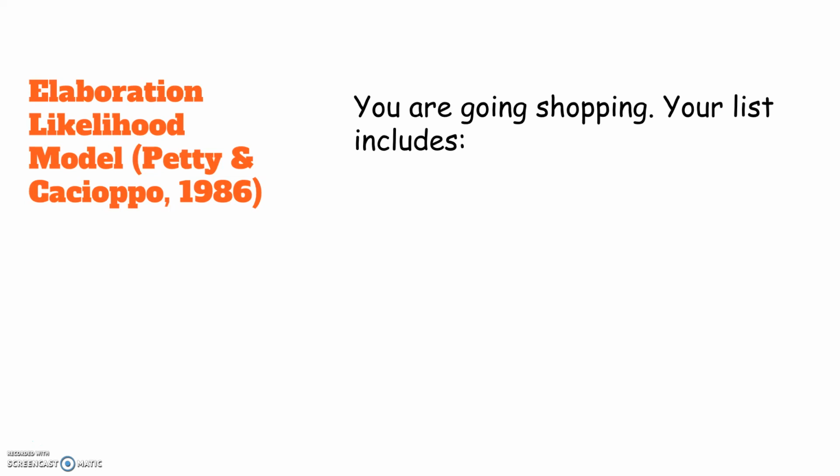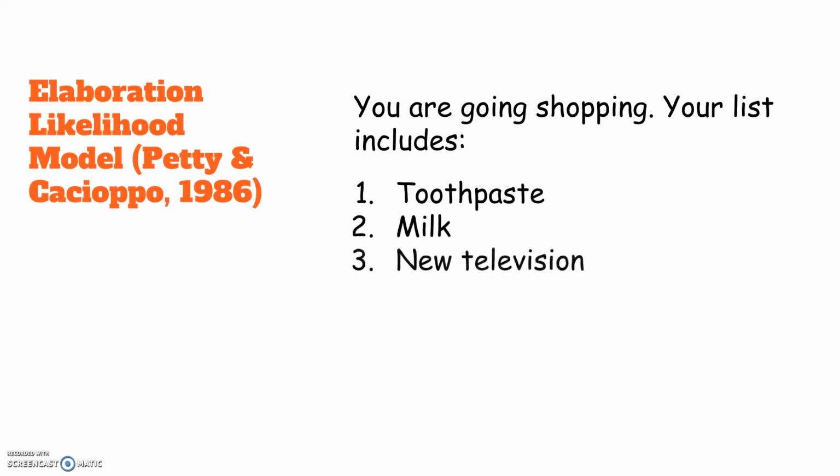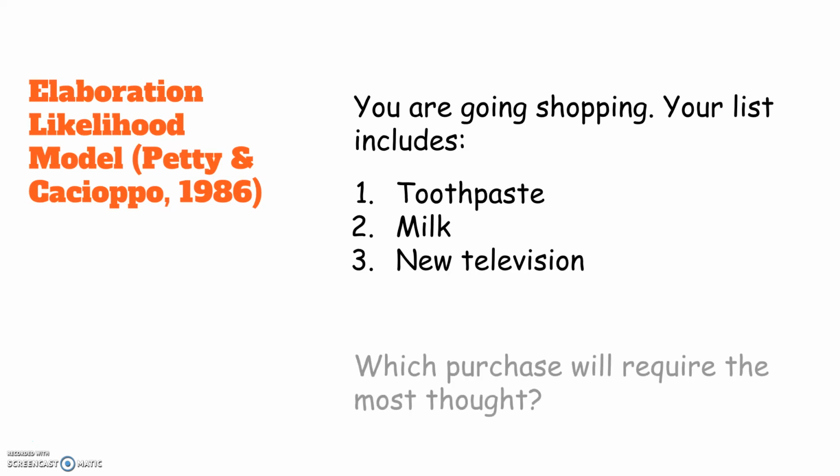Okay, let's start with just going shopping, right? You're going shopping. Your list includes toothpaste, milk, and a new television. Which purchase is going to require the most thought? And before you say, yes, there's 50 kinds of toothpaste, I know, but we usually go and get the same brand over and over. I know for myself, I like Colgate Total. My milk, I head right to the almond milk aisle.